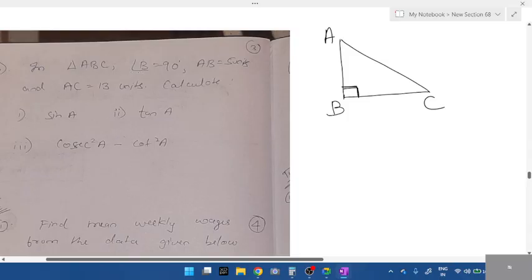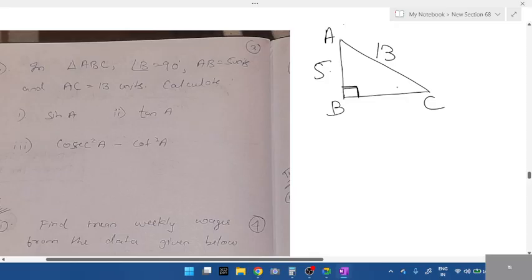What are the values given? AB is how many units? Let me take 5 here. Next, AC. Did you all write C on top or A? Okay, what about you, Mebli?